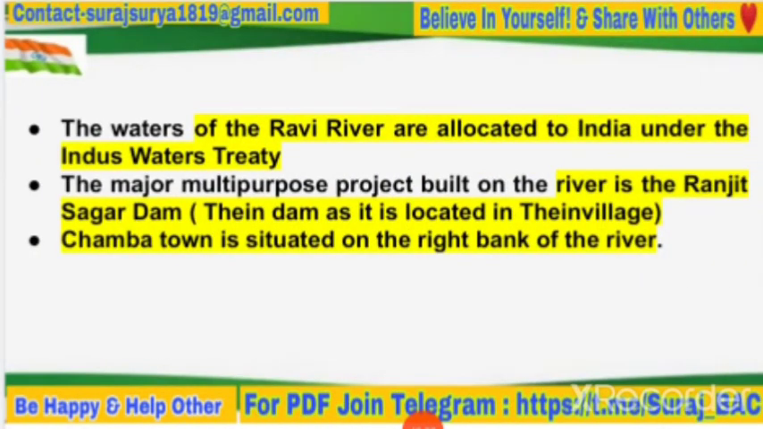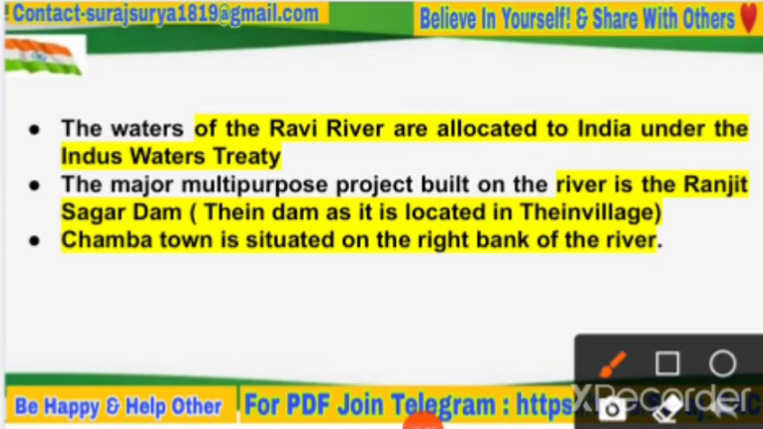The waters of the Indus River are also allocated to India under the Indus Water Treaty. The major multipurpose project you will find on the Ravi River is the Ranjit Sagar Dam, and I have discussed this dam very briefly. You must check the link given below in the description.